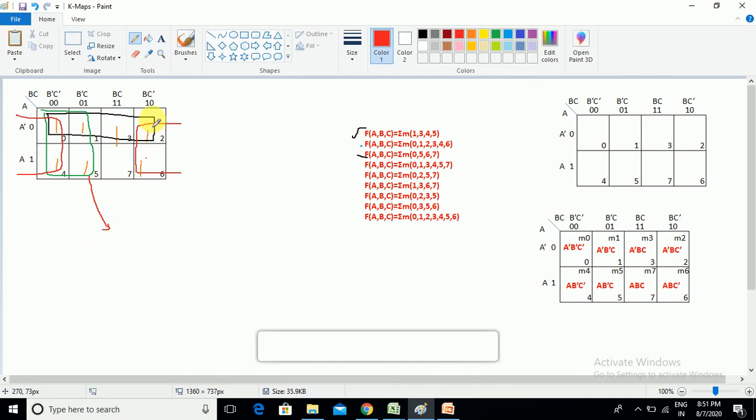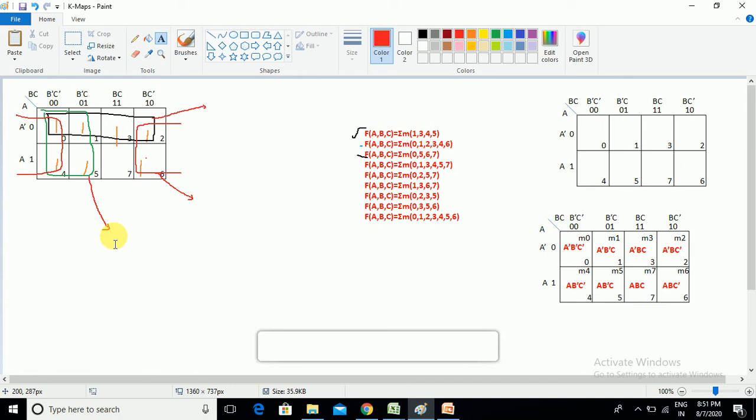Now let us go to the black color group. How many cells are there? 4 cells are grouped, and 3 are overlapped, only 1 is not in the overlap, so it is also considered a prime implicant. We should consider it in the answer. And let us go to the red color group. How many cells are grouped? 4 cells are grouped. Out of them, 3 are overlapped, 1 is not in the overlap, so it is also one of the prime implicants. All should be considered in the answer. In case all cells are overlapped, then we should not consider it in the answer. That example I have explained in the previous video. Now all are prime implicants, so all should be considered in the answer.